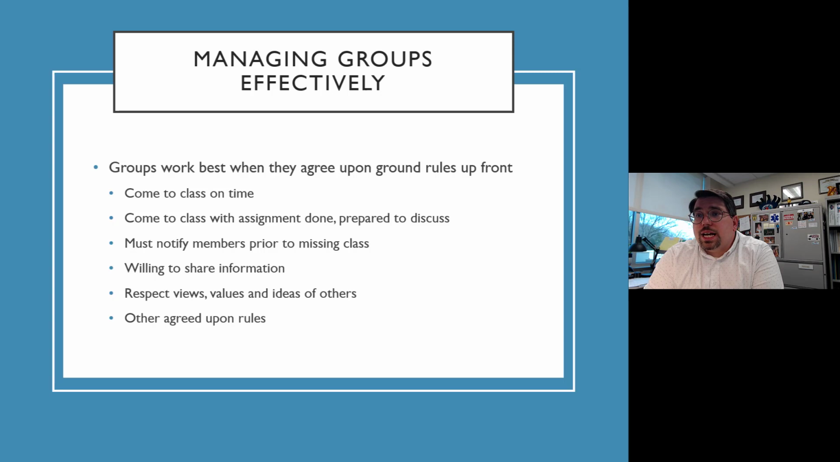Number one is you have to have some rules, right? Everybody has to show up on time. Everybody has to come with the assignments ready to go, be prepared for class and the discussion. Anyone that's not there, they've got to figure out who's not there and what's missing before class starts. We have to look at how we're going to share that information, knowing that we're going to have different views, values, and ideas, and then whatever else are the rules we might need to agree upon.